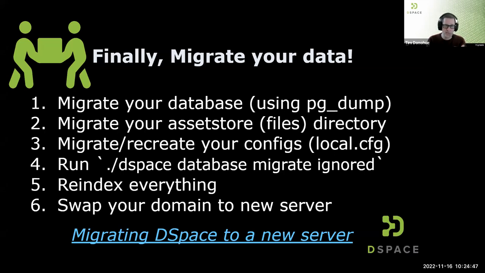You'd migrate the database, then the asset store. You'd either migrate your configs or recreate them. If you're coming from a very old version, I'd recommend recreating them. If you're coming from DSpace 6, you might be able to just migrate them for the most part. You'd update your database by running the database migrate command, re-index everything, and then you can swap your domain over once you're ready to go.